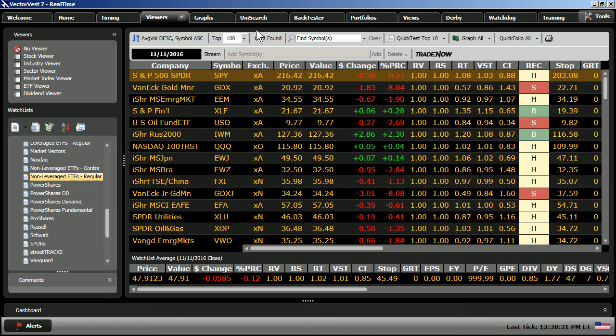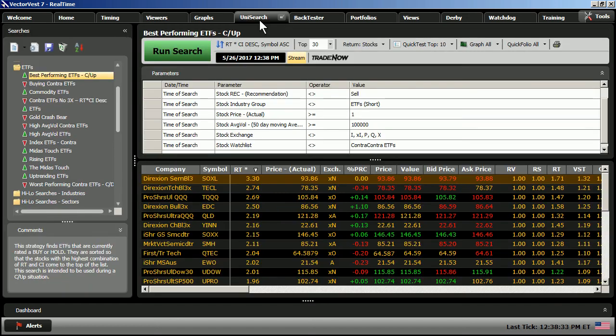We're going to go back to the Unisearch tool. Remember how we had to keep sorting all of those searches by average volume? Well, what if I have a search that already has average volume greater than 100,000 shares? How about some of those ETFs we were looking at were sell recommendations? This search takes those out, says any ETF that is a sell recommendation, it won't return.